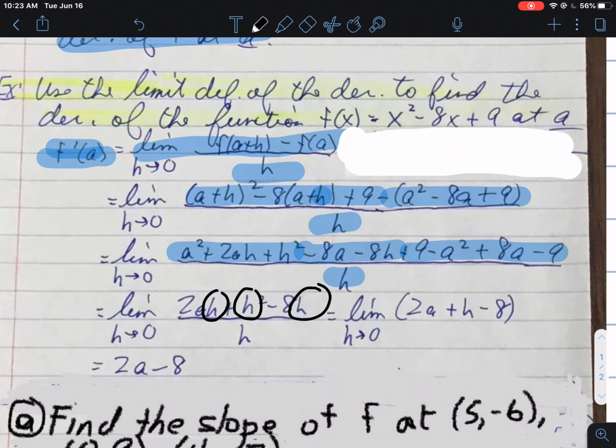And again, that limit as h approaches 0 comes along every single step of the way until we get to the final step where now we can plug in h equals 0 into this function once we get rid of that denominator, which then turns this into 0, and I'm left with 2a minus 8. So that is our derivative. Let me go ahead and call it what it is. This is f prime of a. Okay?